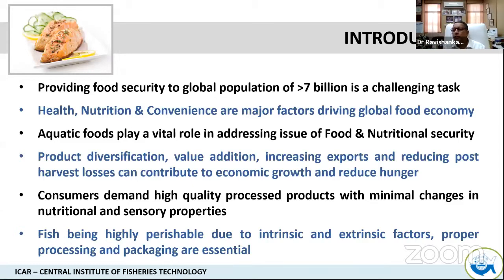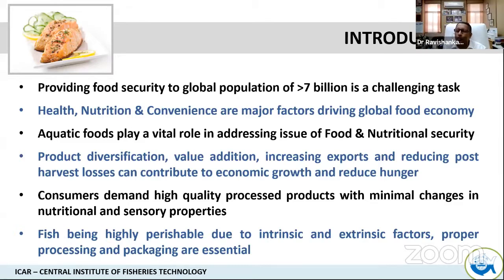At one time we are telling that we should conserve our resources, we are overfishing, but whatever we are catching, we are not able to utilize properly. So the best way is to utilize whatever we catch, reducing the post-harvest losses and utilizing everything. That is what is required. Fish is like a kalpavruksha. Every part is useful.